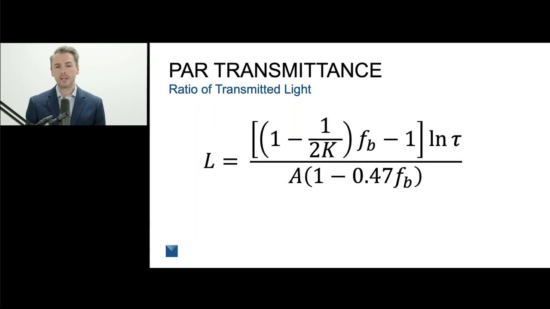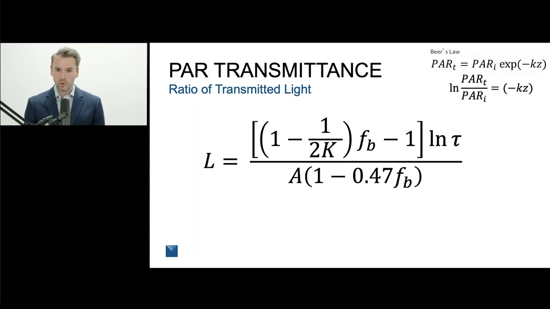So eagle-eyed viewers might have seen that in Beer's law, we have this exponential where we multiply light incident at the top of the canopy by the exponential of the extinction coefficient and path length. And all of a sudden here in this model we're using, we have a natural log. And so you would be right in thinking that that is a function of the derivation of this model, where the natural log of tau simply relates to the ratio of light that's transmitted through the canopy to light incident at the top of the canopy. So that's where that comes from.